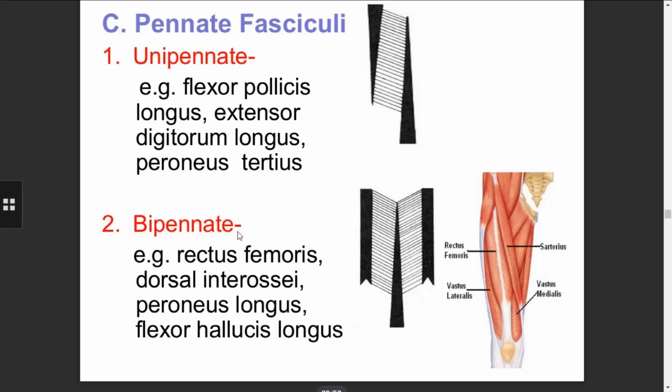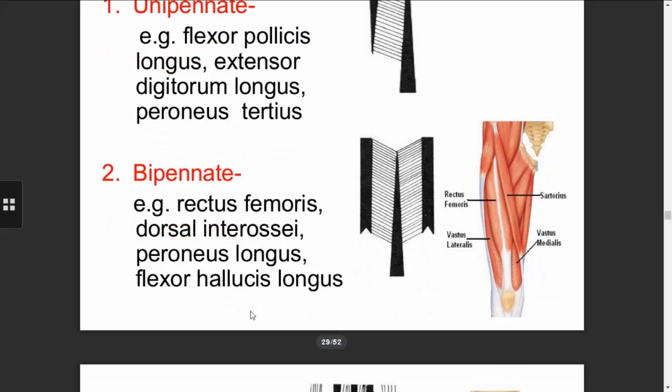Second is the bipennate, like this one. They have muscle fasciculi arising from both sides, like this. This is the aponeurosis. Again, on the side of each aponeurosis, there are muscle fasciculi arising. Examples will be rectus femoris, dorsal interosseous, peroneus longus, flexor hallucis longus.